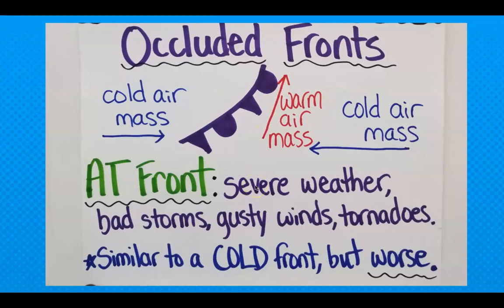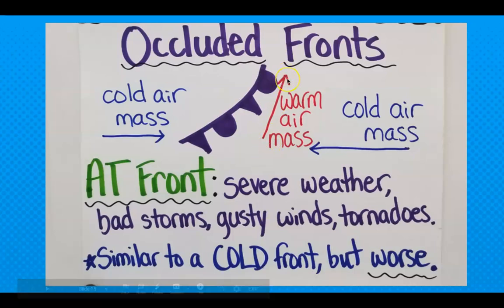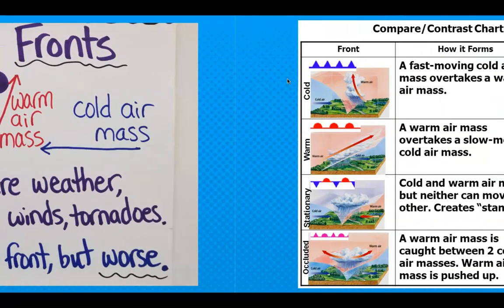At occluded fronts, you're going to get severe weather, bad storms, gusty winds, tornadoes, and it's going to be similar to a cold front, but worse because this warm air has nowhere to go but up. And once it goes up, all the liquid in it is going to start to fall down. So you'll get very severe weather at occluded fronts. It's going to be more similar to a cold front than a warm front because you're going to get that severe weather.